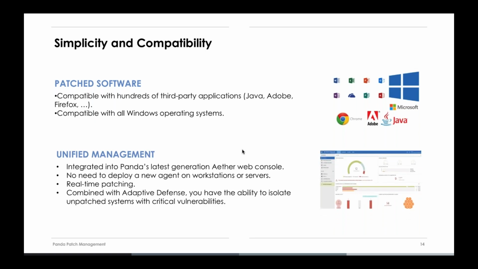And unified management, as we mentioned. This is going to be important. It's been kind of exciting watching the Ether platform mature. This is the next step in that, the patch management. So it is integrated into the Ether web console. No need to deploy an agent on workstations or servers. Real-time patching. And another feature we're going to see in just a second, that when you combine this with Adaptive Defense, you have the ability to isolate unpatched systems with critical vulnerabilities. All right there in front of you, and we'll see it when we start taking a look at alerts. It's really neat.